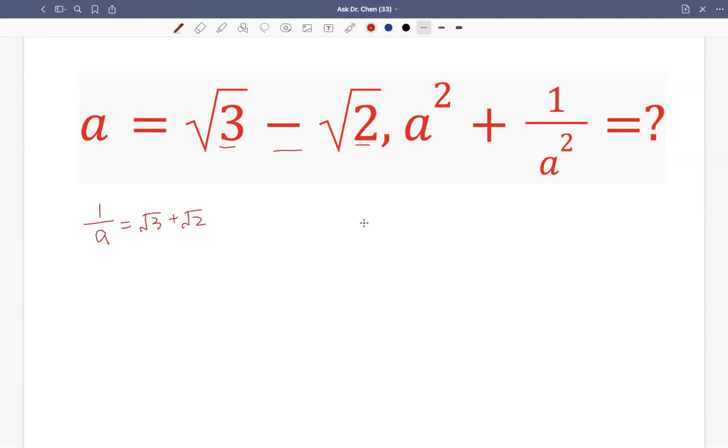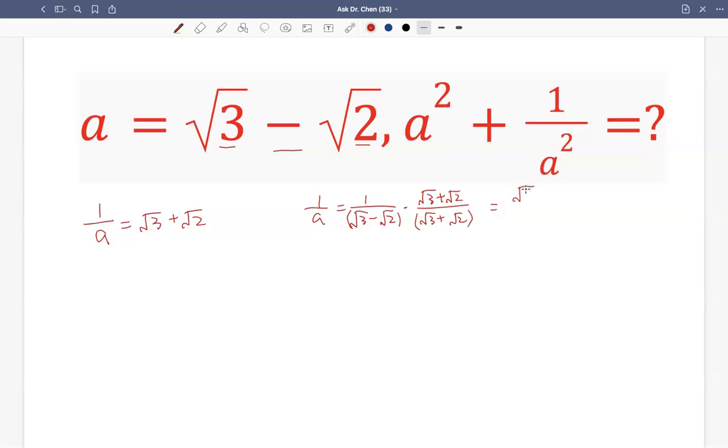So when we flip a, 1 over a equals 1 over the square root of 3 minus the square root of 2. And we can multiply by its conjugate, the square root of 3 plus the square root of 2. Remember, this is the difference of two squares. And of course, we have to multiply in the numerator and in the denominator, right? For an expression, we can only multiply by 1, and 1 is anything divided by itself.